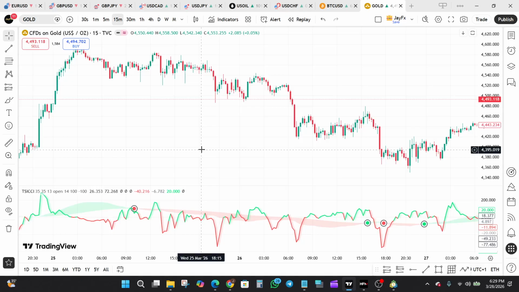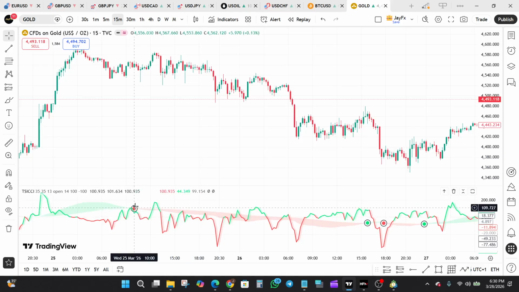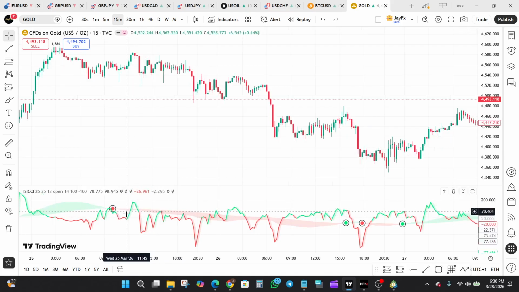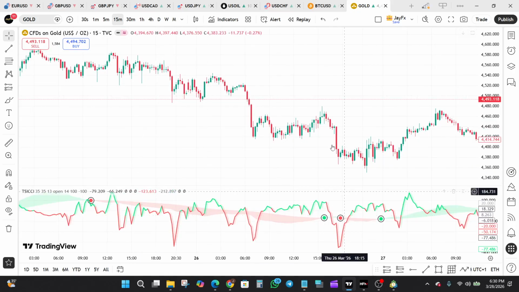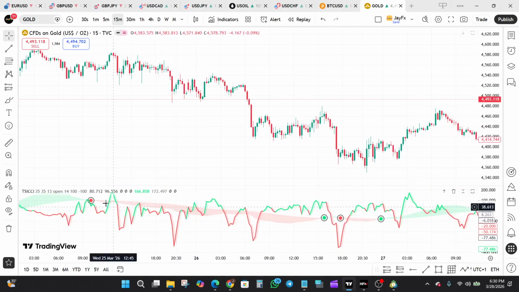A buy signal happens when a green dot also appears. Now, a sell signal happens when a red dot appears, and then you have the indicator line also change to red. Just like we can see here, a red dot appears, the indicator line changes to red, and then the shaded area also changes to red. That shows you that bearish momentum is entering the market. So you can decide to sell.